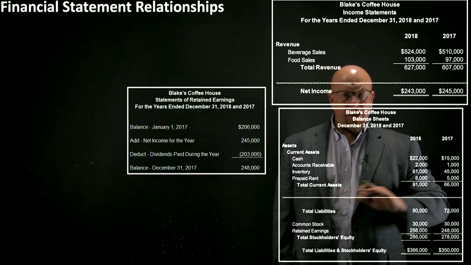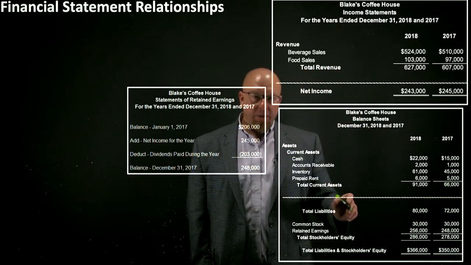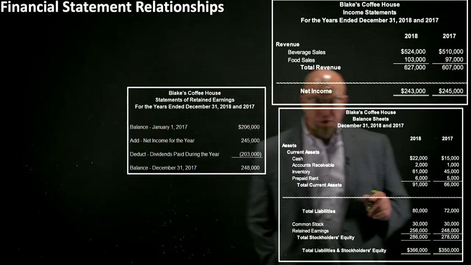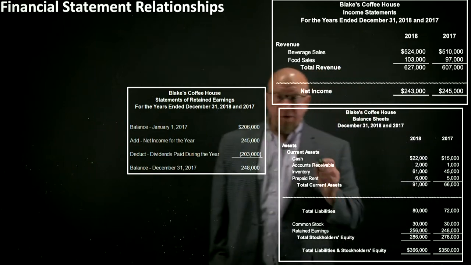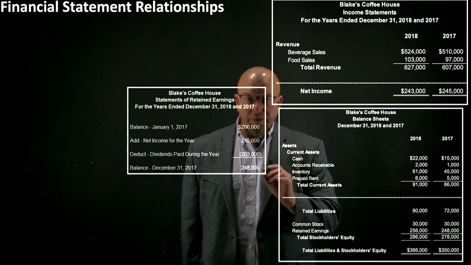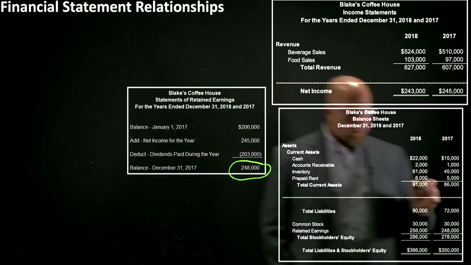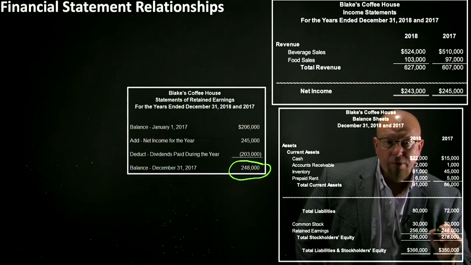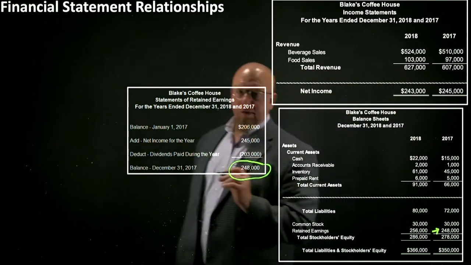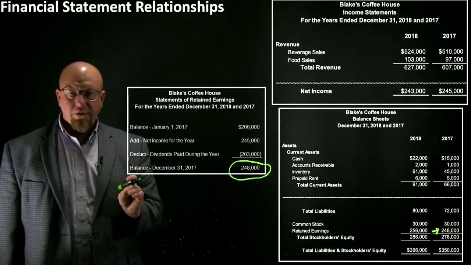And again, I cut out some of the middle portion here, but you can see the total liabilities and stockholders' equity over here, the very end of the balance sheet. Now, what I'd like to point out is this. Look at the balance in retained earnings at the end of 2017, $248,000. That matches up right here with the balance in retained earnings on the balance sheet at the end of 2017. This is why I think retained earnings is really the keystone of the financial statements.